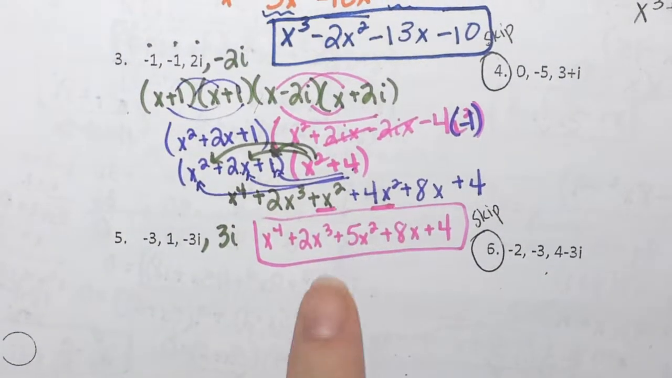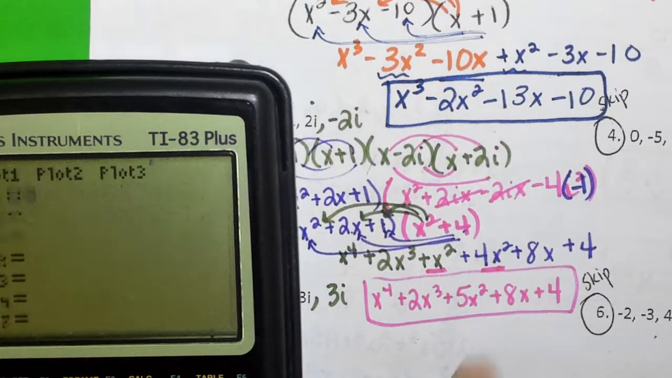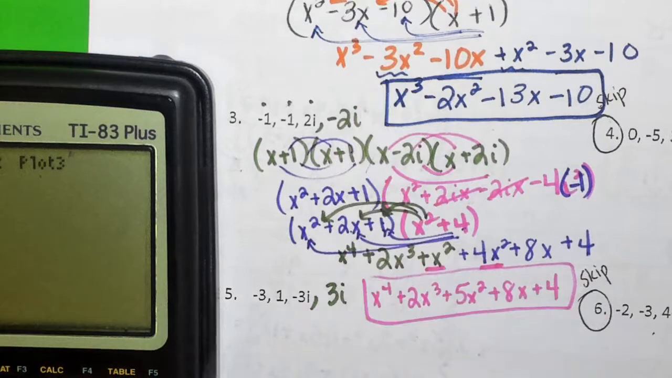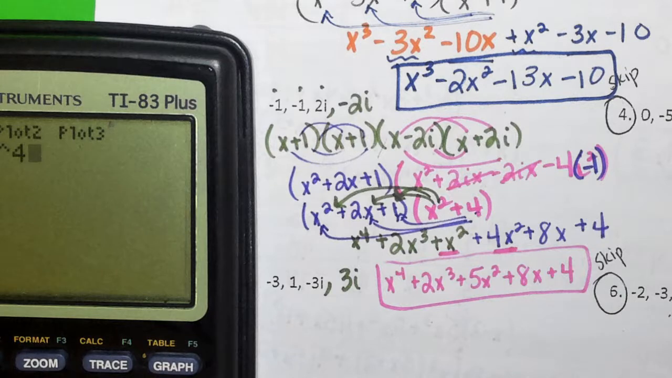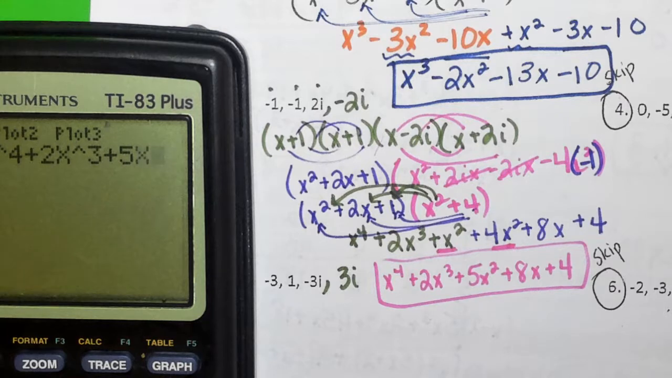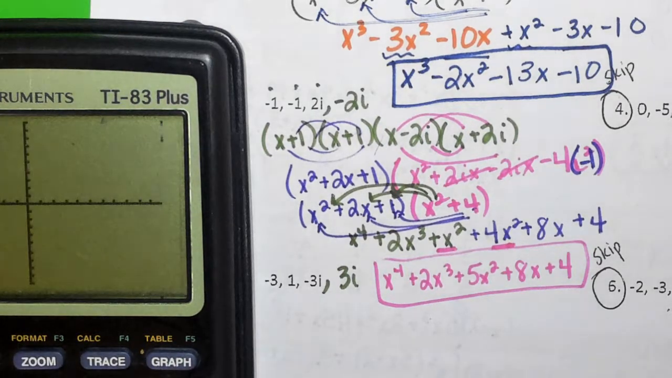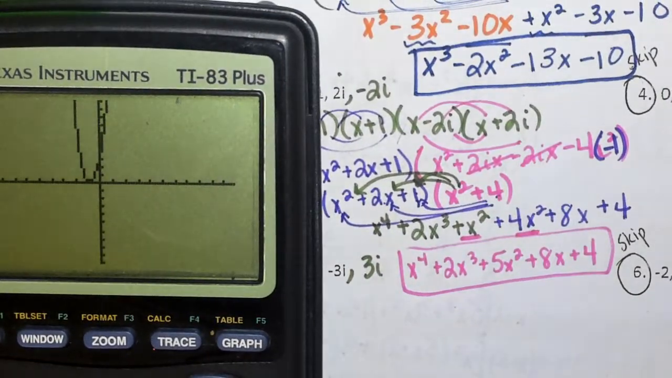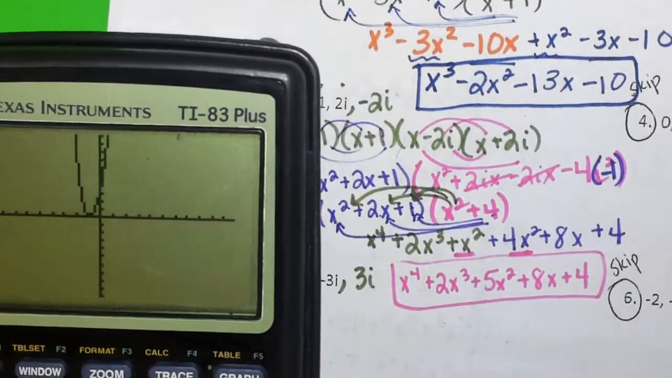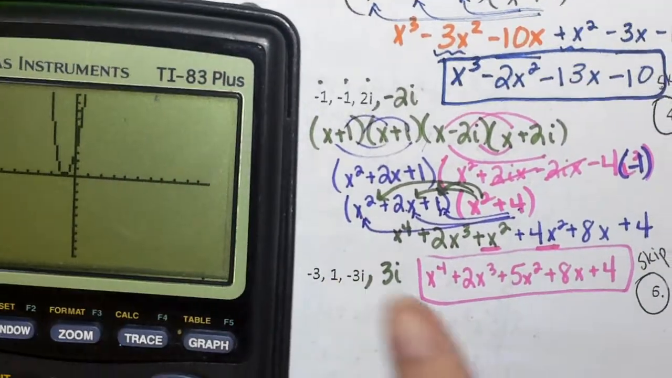So when she reaches this answer, she ought to graph it on her calculator and make sure that this matches those zeros. So if I graph this, x to the 4th plus 2x to the 3rd plus 5x squared plus 8x plus 4, and I press graph, I look at my graph, and am I happy or sad? I'm extremely happy because, well, 2 of my answers were -1.